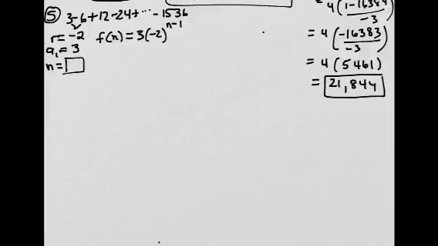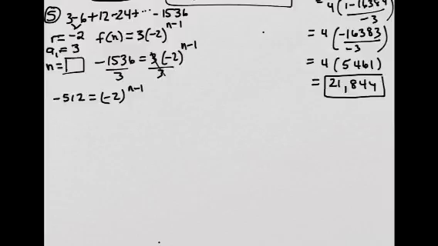Now this one we cannot combine the bases like we did on the previous problem. So we're going to leave it like this and replace f of n with negative 15,036 equals 3 times negative 2 to the n minus 1. Divide by 3. And so when you divide here, you get negative 512. And so now we have to guess what negative 2 to what power is going to give us negative 512.